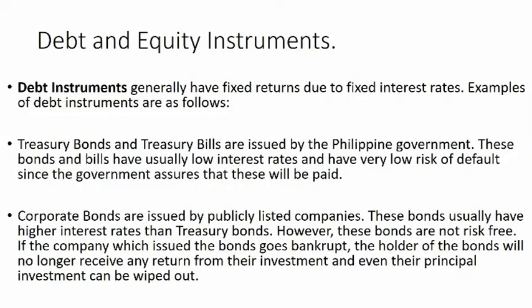So ano-ano yung mga debt and equity instrument na pwede nating gamitin? So, una, yung treasury bonds at treasury bills na ito ay ini-issue ng Philippine government with usually low interest rates and have very low risk of default since the government assures that this will be paid. So, ito yung hiniram ng government ng Philippines sa mga private institutions.